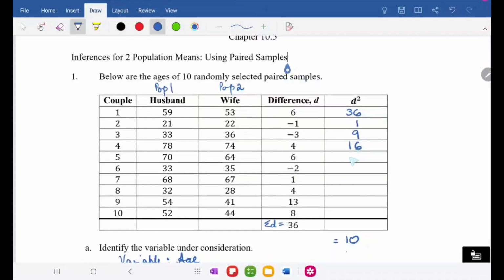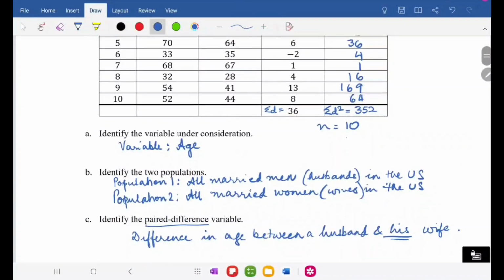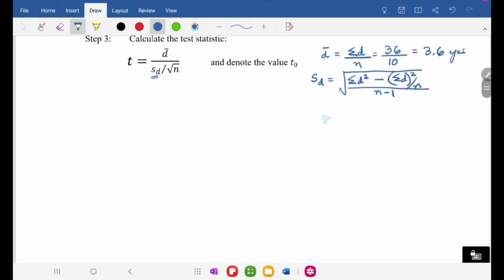6 squared is 36. -2 squared is +4, then 1, then 16. 13 squared is 169. And 8 squared is 64. Sum them up, and that's your sigma D squared, which is 352. And N is 10. So we got our sigma D squared value, 352. Let's now fill in all our variable values.